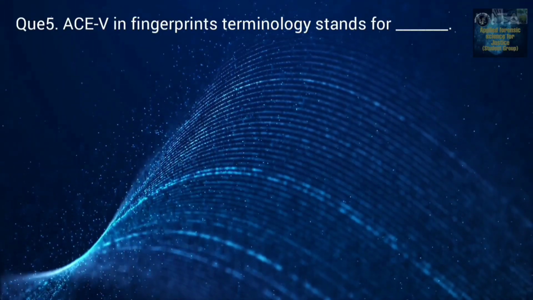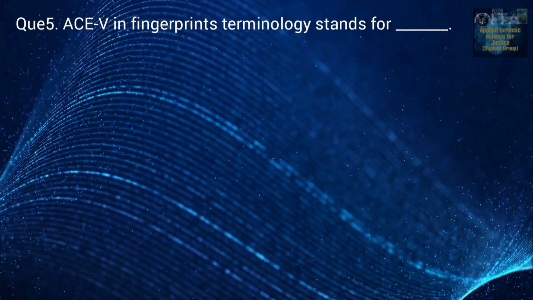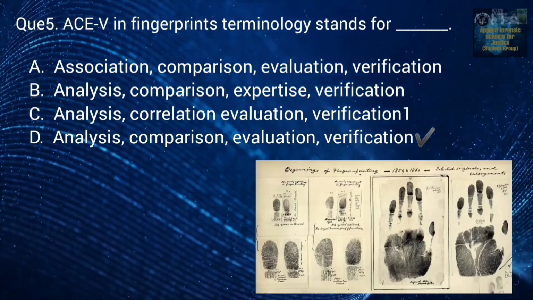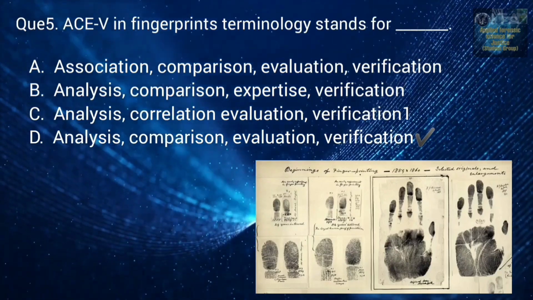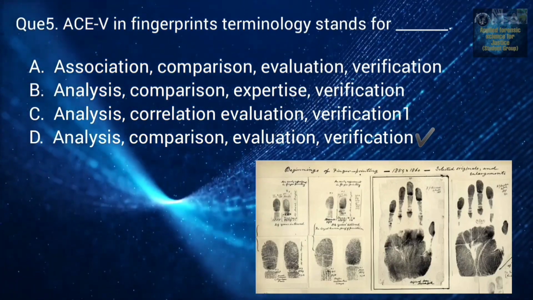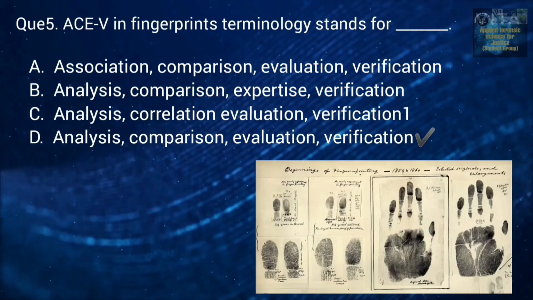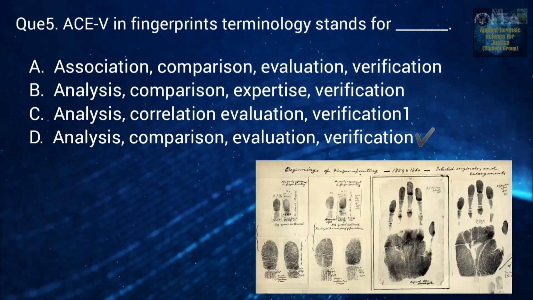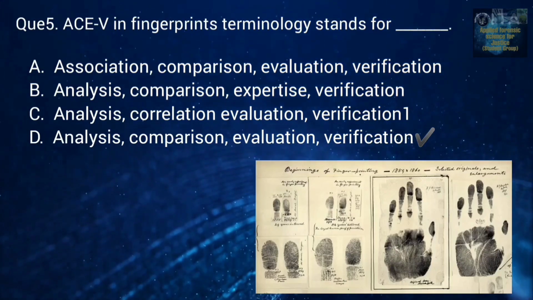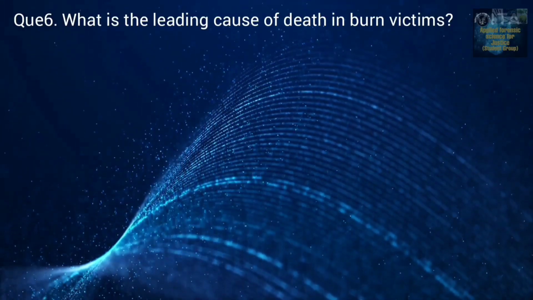Question number 5. ASV in fingerprints terminology stands for. Options are A. Association, comparison, evaluation, verification, B. Analysis, comparison, expertise, verification, C. Analysis, correlation, evaluation, verification, D. Analysis, comparison, evaluation, verification. The correct answer is D. Analysis, comparison, evaluation, verification.